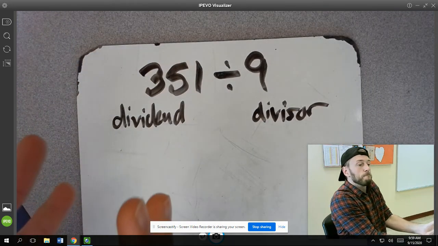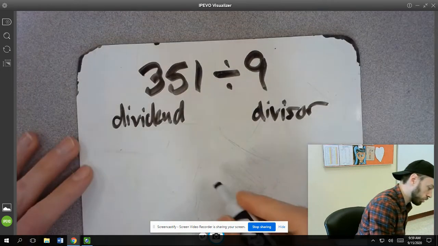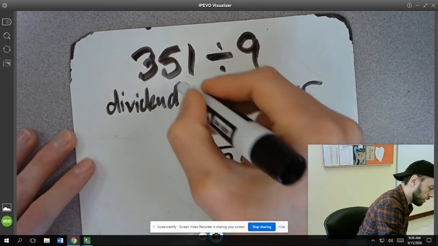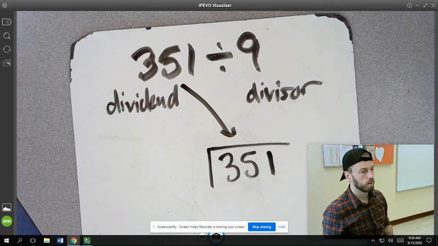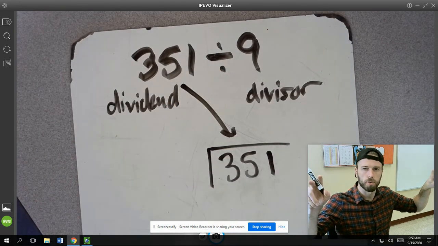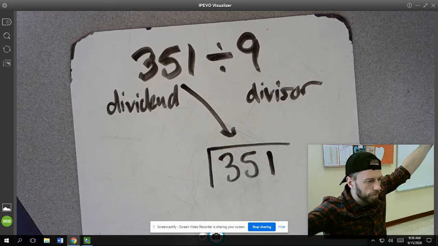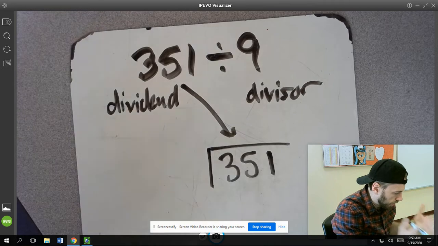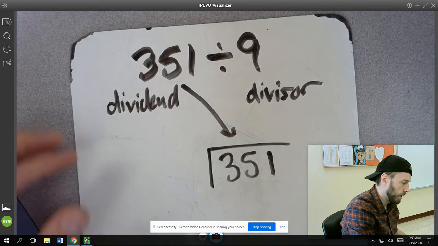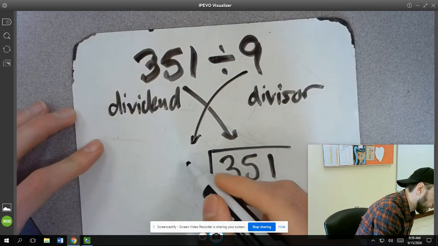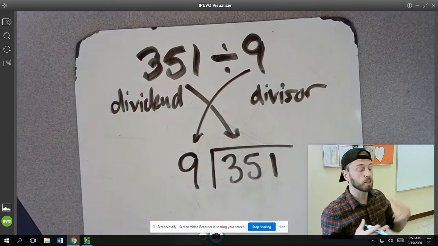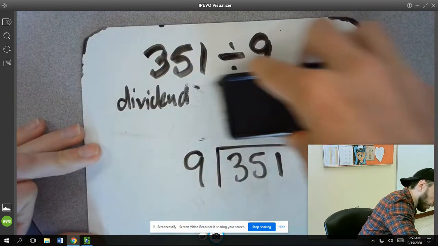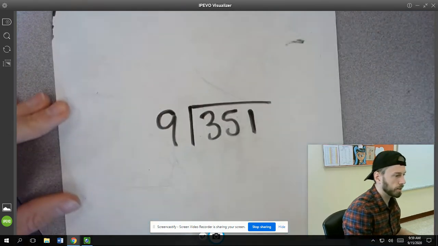The dividend is the number that goes inside the house or whatever they call it. I've heard them call that before. I'm not a big fan of funny words for it. But it goes inside this algorithm right here. Right? The divisor is the number that goes out here. It's the number that's actually going to be doing all the work. Okay? So, in order to divide, our process looks like this.